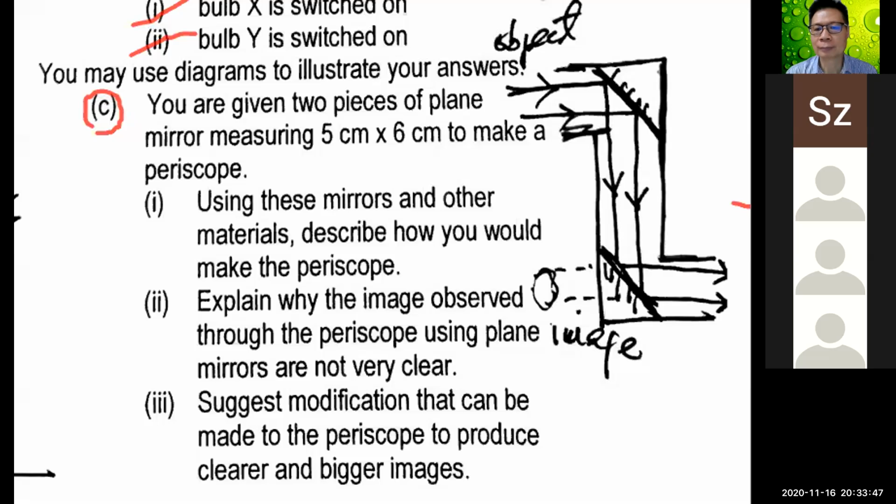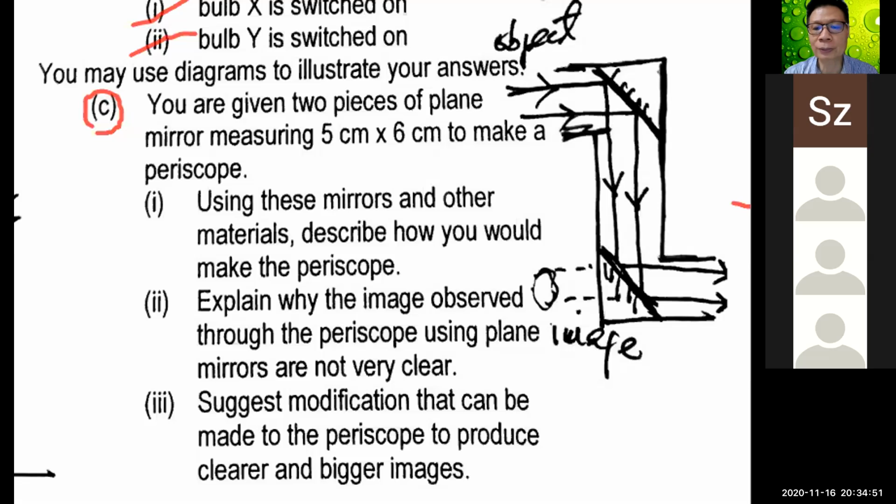Okay, next, you write: two plain mirrors are fixed inside the tube. Two pieces of plain mirrors are fixed inside the cardboard tube as shown in the diagram. Everything you just say, as shown in the diagram. That's why the diagram is very important. You don't need to describe any further. That's all. So this is how you make the periscope. Mark finished already.